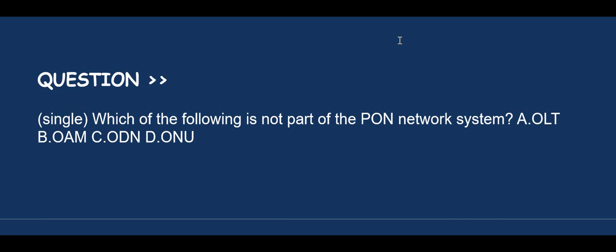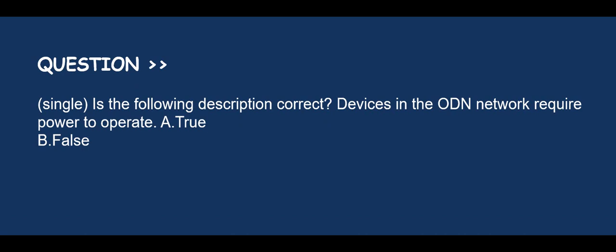Next one, which of the following is not part of the PON network system? Option A OLT, option B OAM, option C ODN, option D ONU. Option B is correct. Next one, is the following description correct? Devices in the ODN network require power to operate. Option A true, option B false.